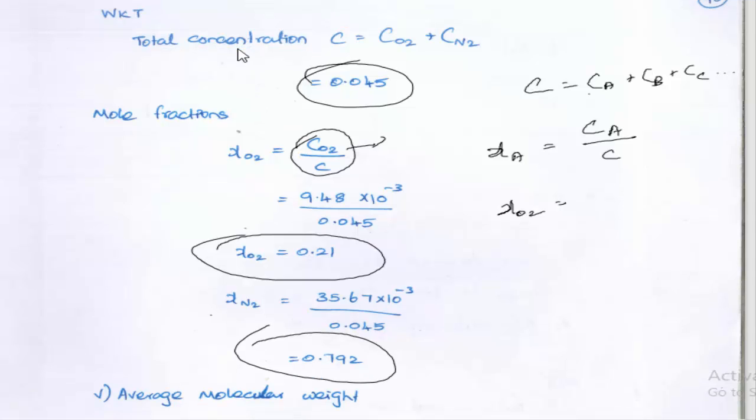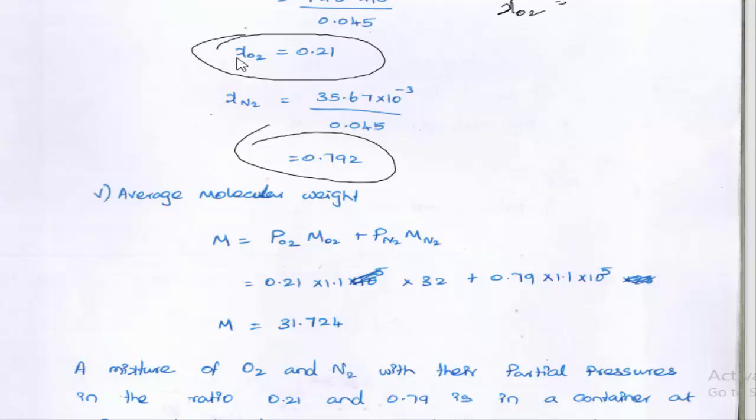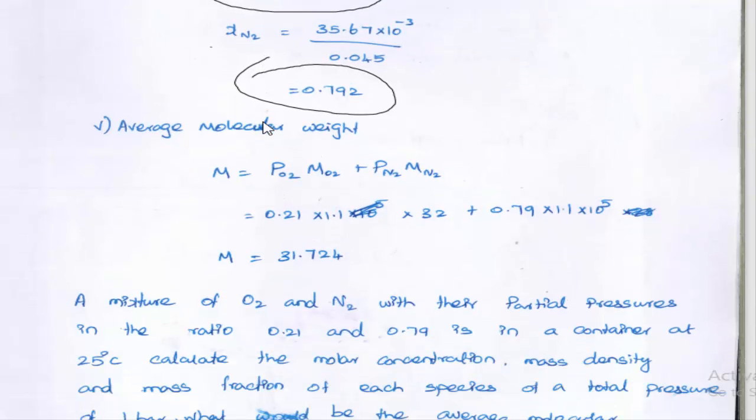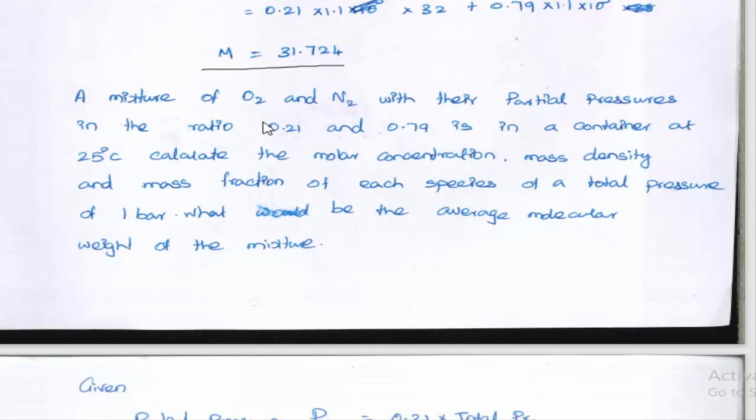So next thing, average molecular weight. You know the formula. In the last problem itself we have discussed how to find out the average molecular weight, right? So in that way you can find out the average molecular weight. Now we will solve the next problem.